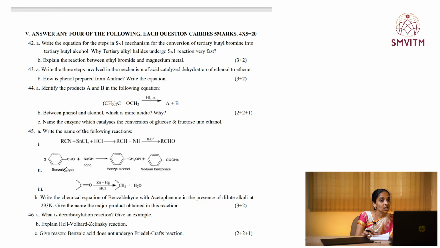All right, coming to the last part, 42A, mechanism of SN1 reaction, sure question. There is a sub question. Please read the questions carefully. There will be some sub questions along with the main question. Why tertiary alkyl halides undergo SN1 reaction very fast? The answer is, tertiary alkyl halides form the most stable tertiary carbocation. Okay, that is why they undergo the reaction very fast.